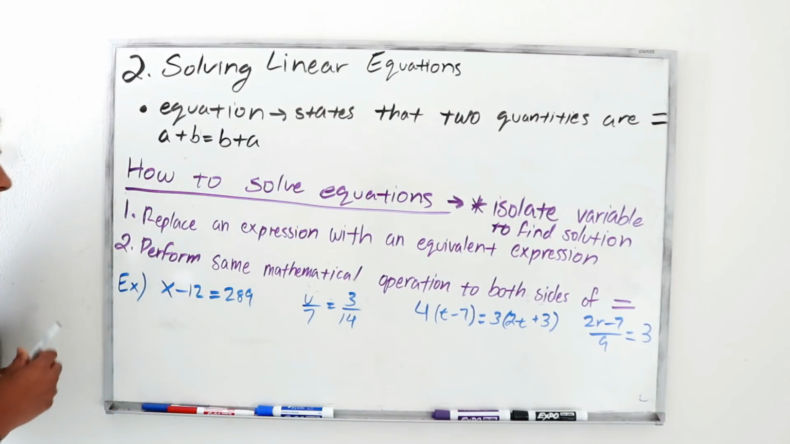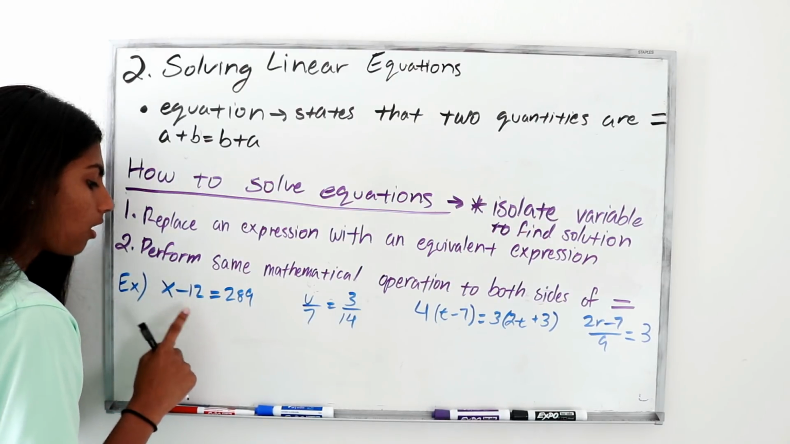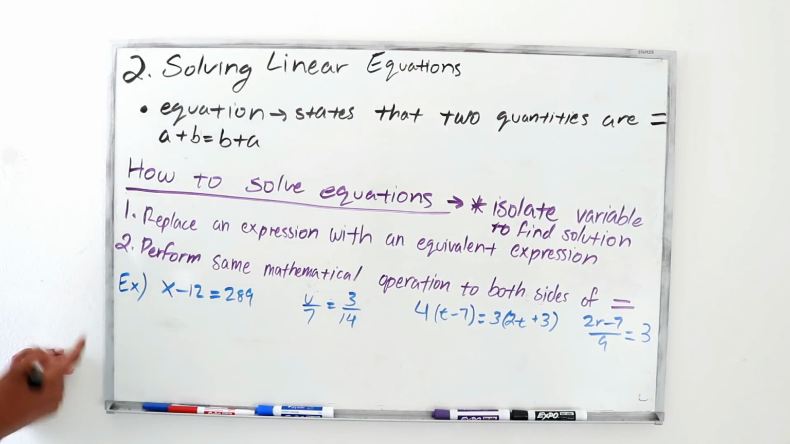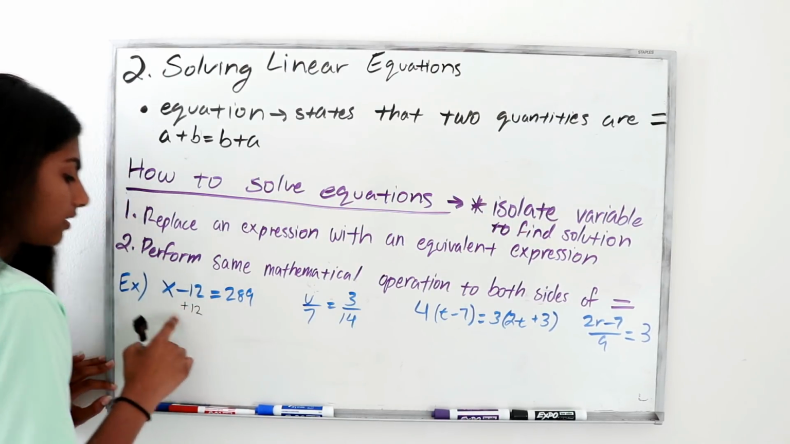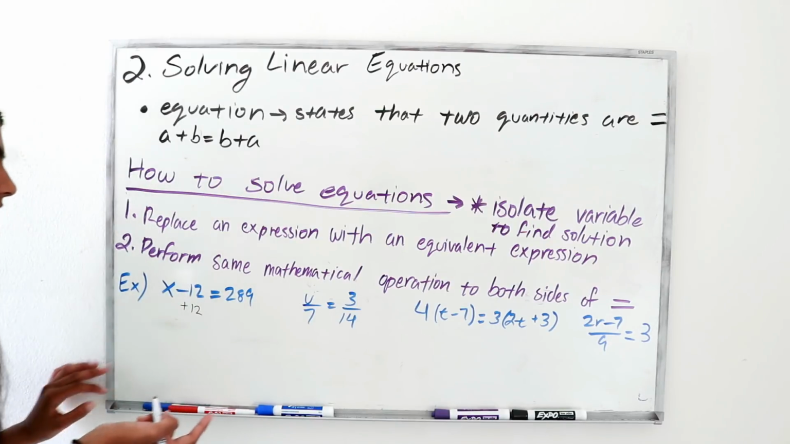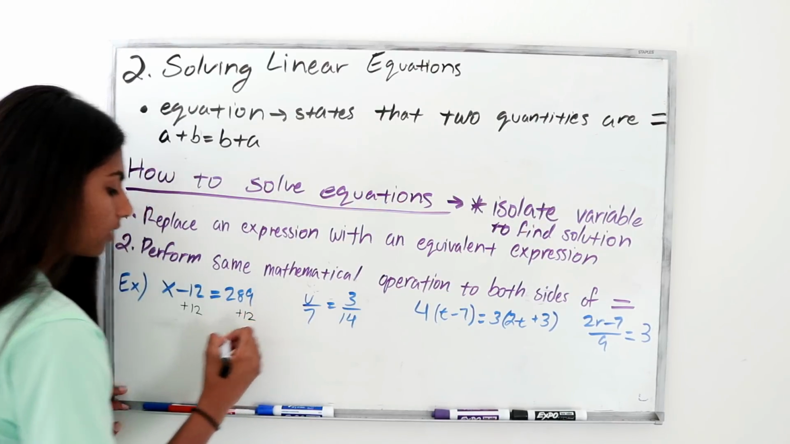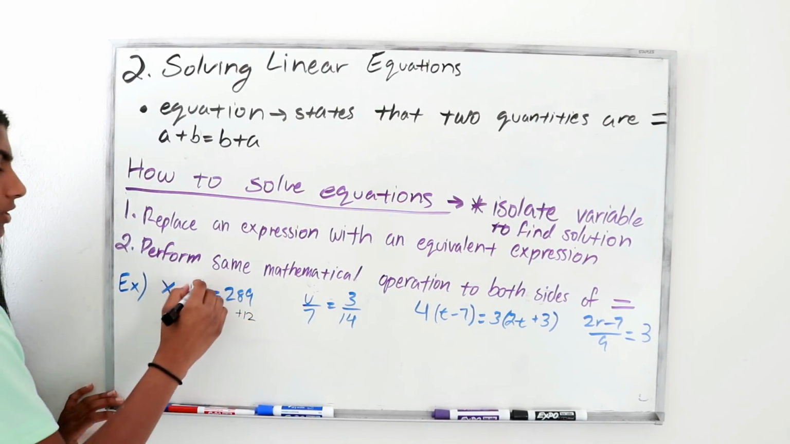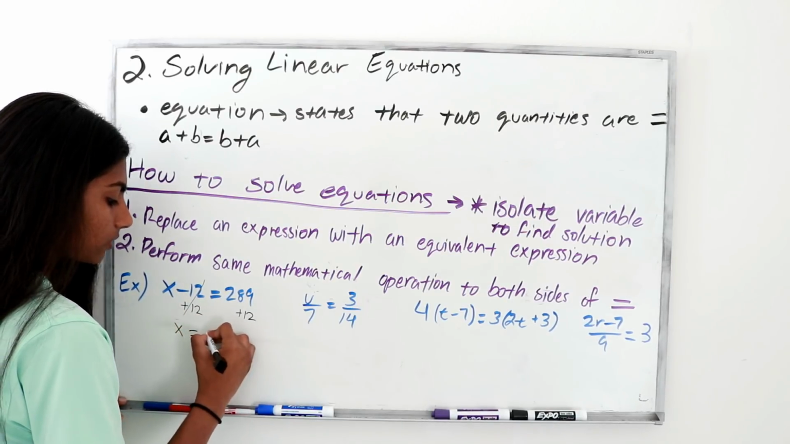x minus 12 equals 289. So the main thing that you're trying to do is isolate the variable, or make the variable all by itself. So to do that, what do you need to do? Well, I need to add 12 here, right? Because if I add 12 and subtract 12, they'll cancel each other out. It'll just be plus 0. And then whatever I do to this side, I have to do to this side. So I did a plus 12 here, which just crossed these out, and then a plus 12 here. And so that means that x equals 301.